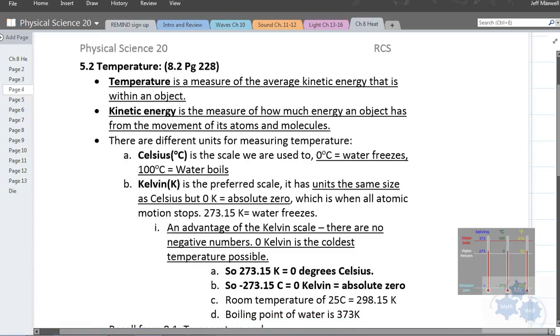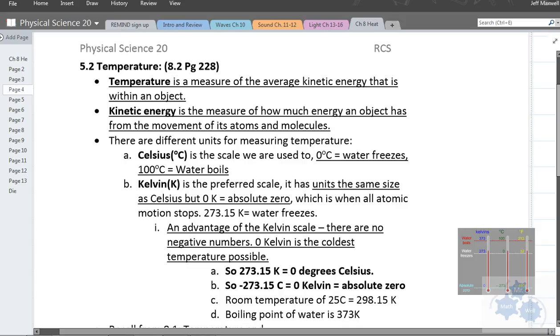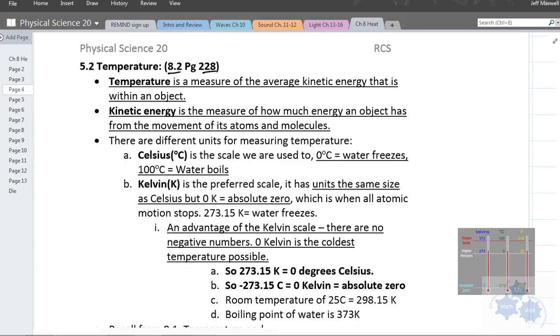Science 20, we talk about temperature. Okay, it's all about temperature, and we talked about the kinetic molecular theory just recently. We're going to talk about temperature, the different measurements of temperature, again, what temperature means, and different things like that. So this is Chapter 8 in the textbook, Heat Physics, that we're using, page 228.